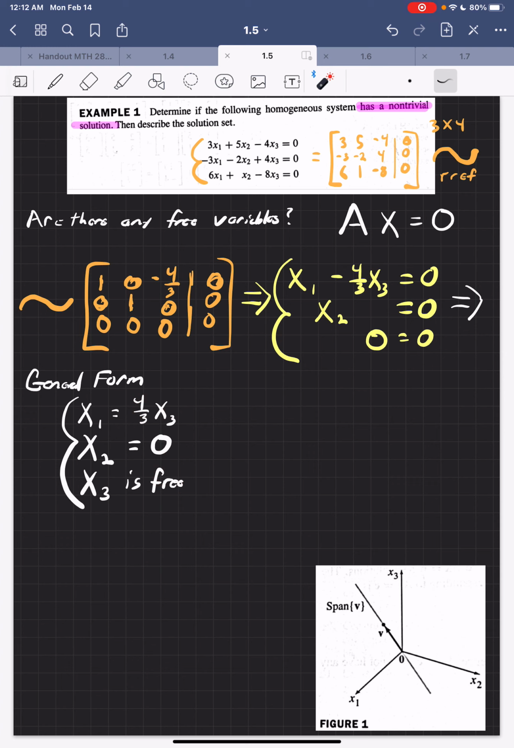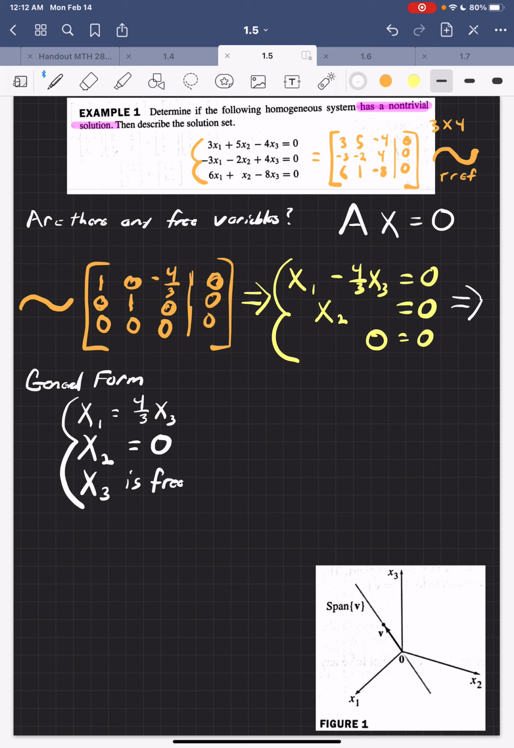Okay, but let me pose some questions, and then we're going to look at the geometry of this work, because 1.5 doesn't have a lot of questions, so I want to make sure that we get the most from our questions.